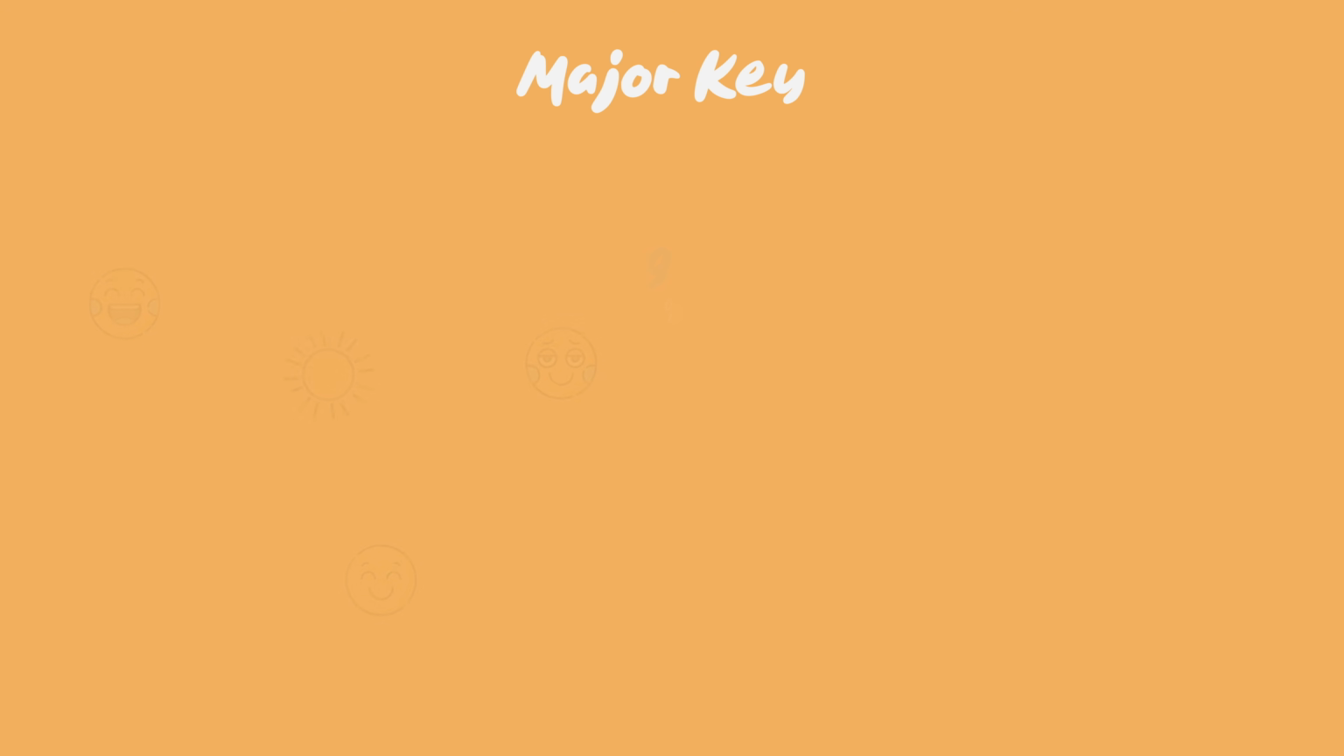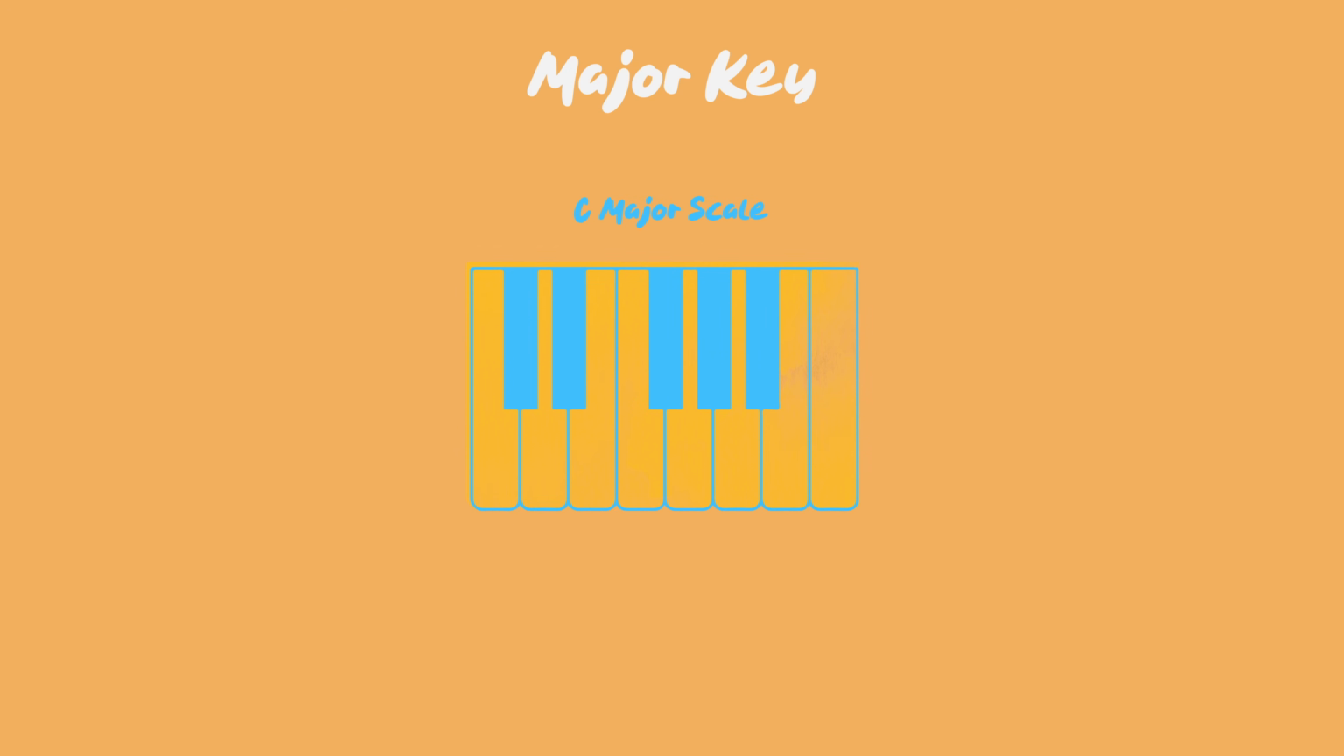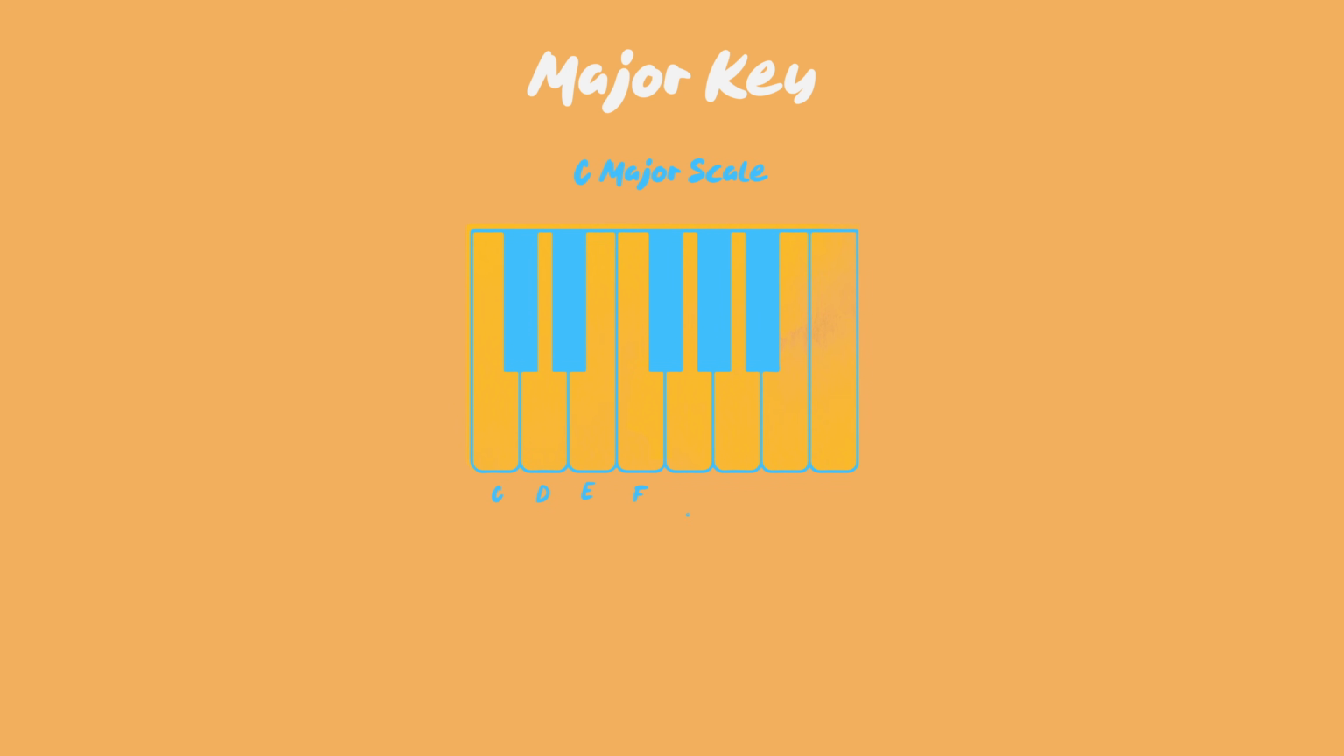Let's start with the major key. Take the key of C major as an example. The notes in this key are C, D, E, F, G, A, and B. What we're looking at right now with the C major key is essentially a scale, the sequence of all notes in a key. In this case, C is the tonic note, or the first note of the scale.